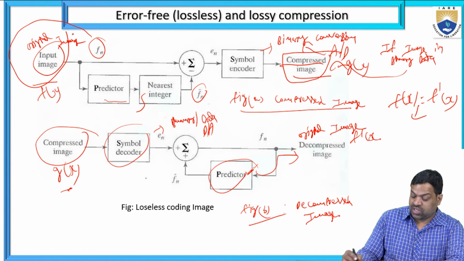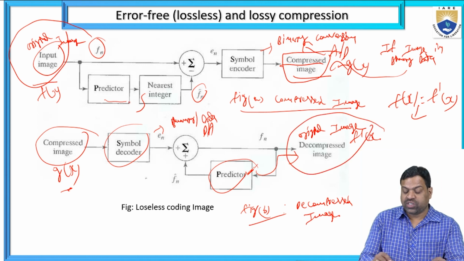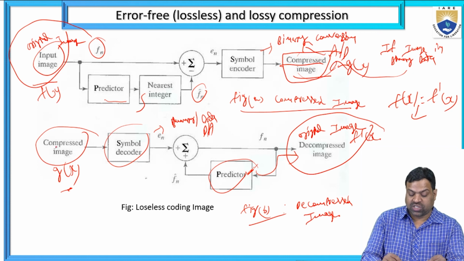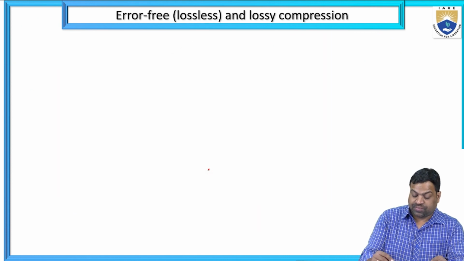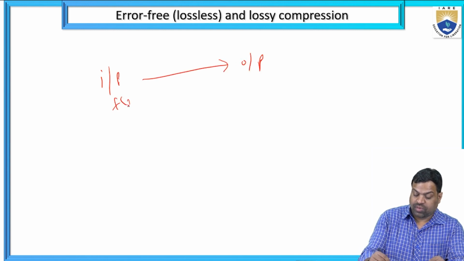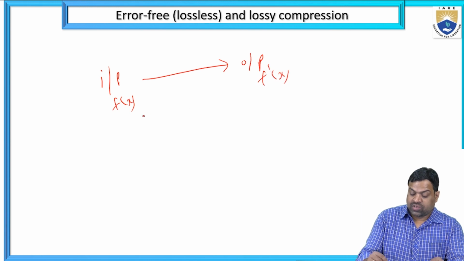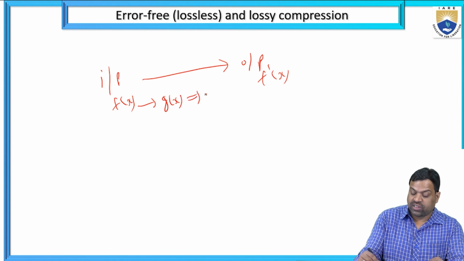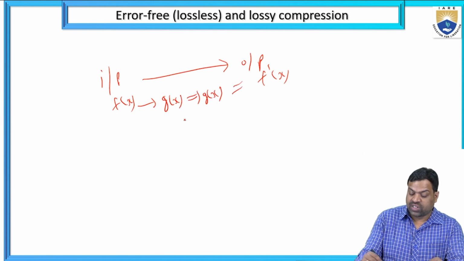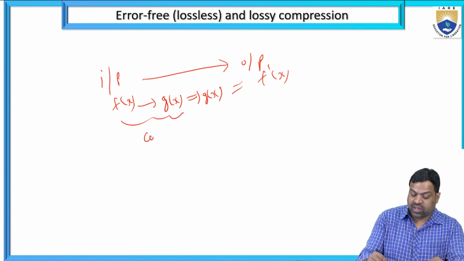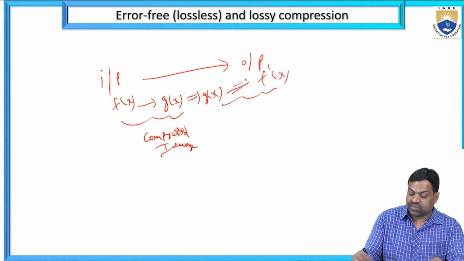So input is the original image, output is the original image. But meanwhile, the image is compressed and decompressed. f of x to f dash of x. So what is happening means, f of x tends to g of x and g of x tends to f dash of x. But f of x to g of x is nothing but a compressed image. g of x to f of x is a decompression of the image.